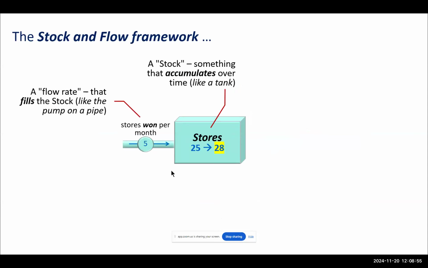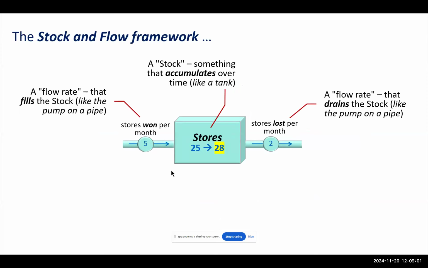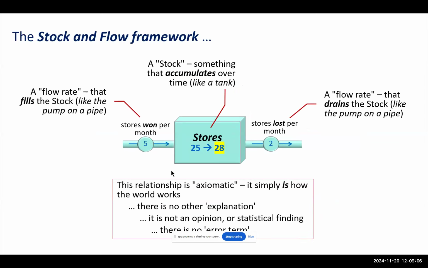This is what we call a flow rate. It's like a pump pumping stuff through that pipe into the tank of stores. And that's a flow rate draining that stock, like a pump and a pipe. Now, this is really important. The relationship is what we call axiomatic. It simply is how the real world works. There is no other explanation for the number of stores. It's not an opinion. It's not a statistical finding. There is no error term. The number of stores is precisely 28. It's not 28.35 recurring or anything of that kind. It simply is 25 plus 5 minus 2.